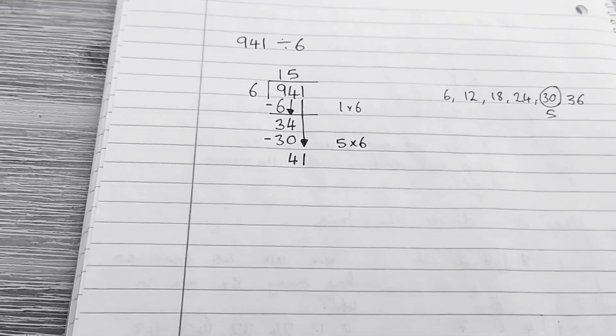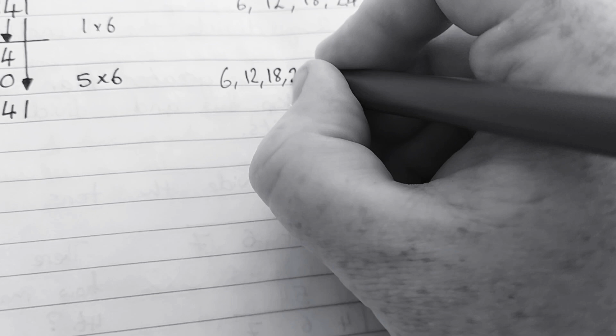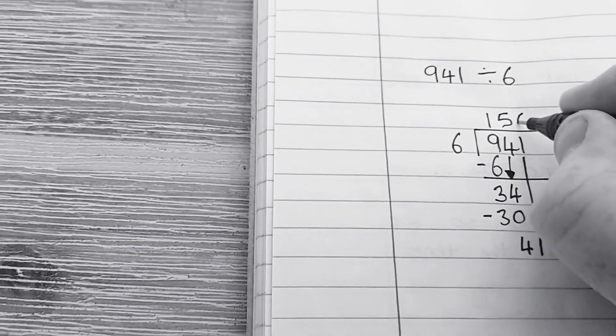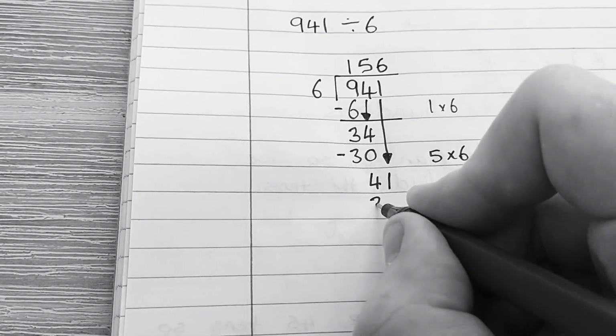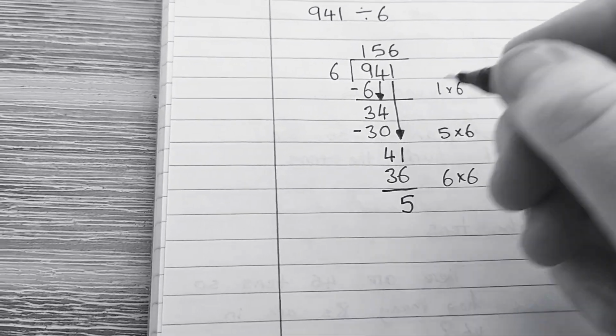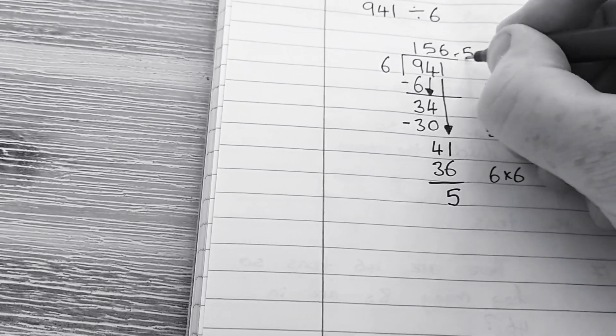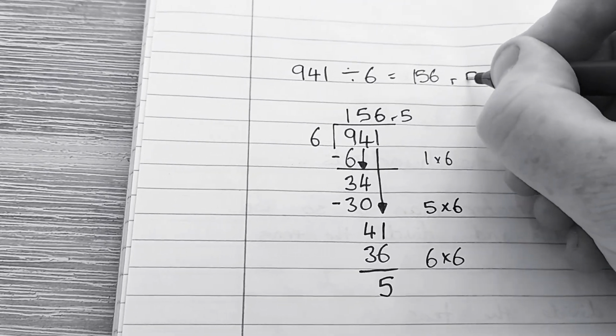Now I'm going to do 41 divided by 6. So again, I'm going to write my 6s out. 6, 12, 18, 24, 30, 36, 42. Okay, so here we are at my 6th one. So I've put a 6 in here. I've got 6 times 6 is 36. So 41 minus 36 gives me a remainder of 5. And that goes up here. So my answer is 156, remainder 5.